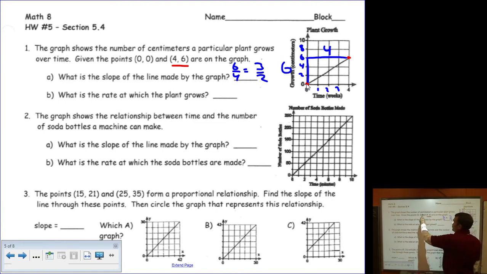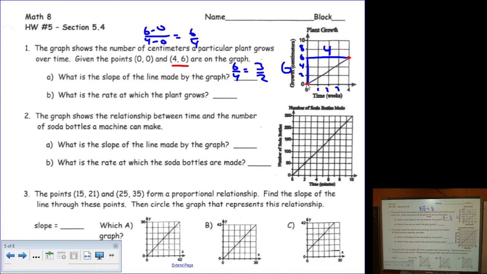Even if you use the formula, y minus y over x minus x, it would still be 6 over 4, right? What is the rate? The slope is the same as the rate, so I would divide: 3 divided by 2 is 1.5. I just need to put the units on, and the units are centimeters per week. This plant is growing at 1.5 centimeters per week.